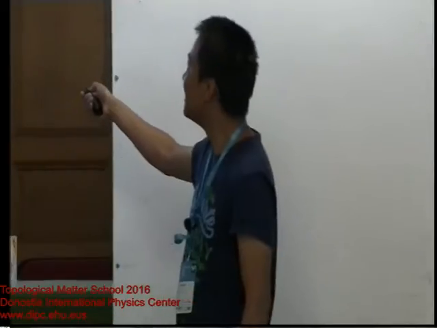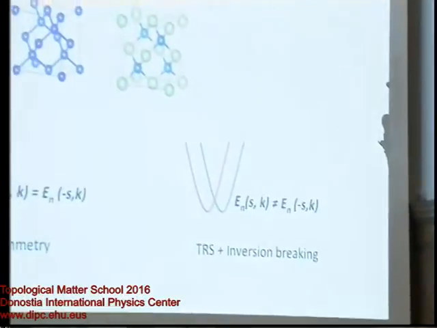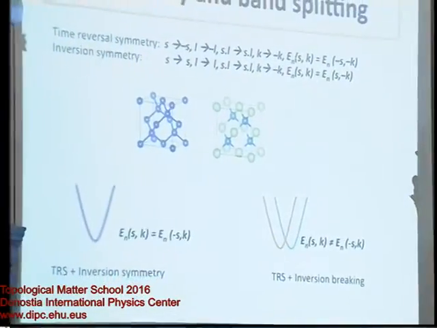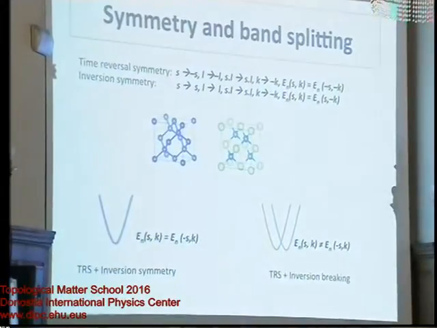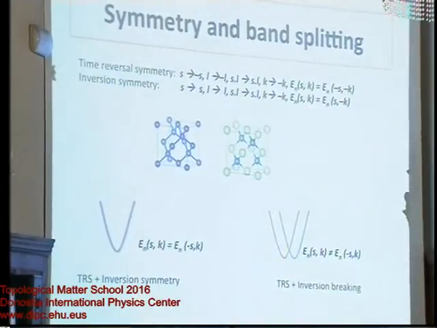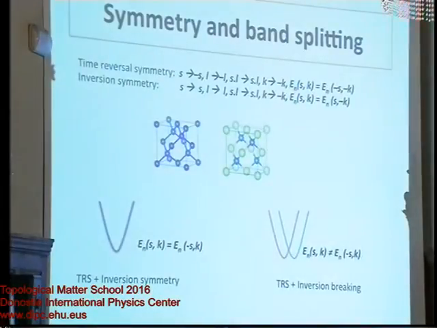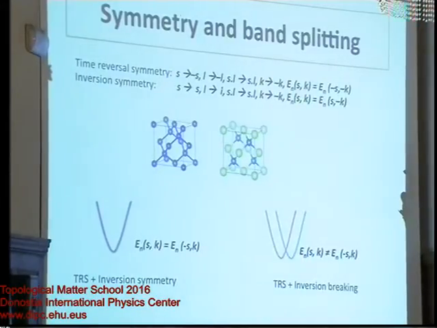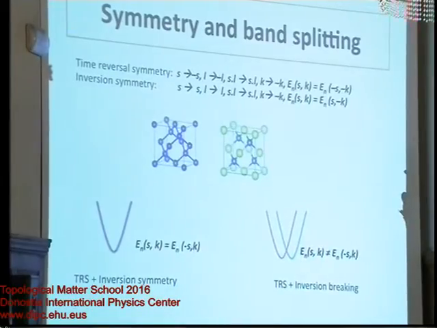Here, if we have a band, this is the band energy for a given spin and given momentum. When we reverse the time, we get another band with opposite spin and opposite momentum. This simply follows from this part. If we have inversion symmetry, space inversion, from R to minus R, then the spin doesn't change, but the momentum will change. And then you will get a band at minus K with the same spin.